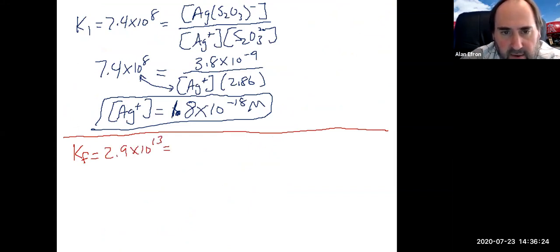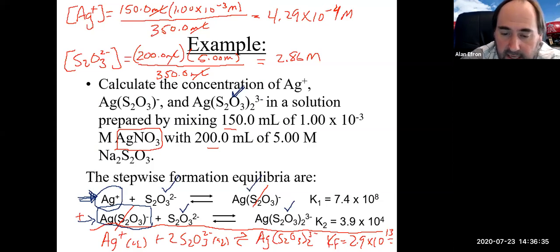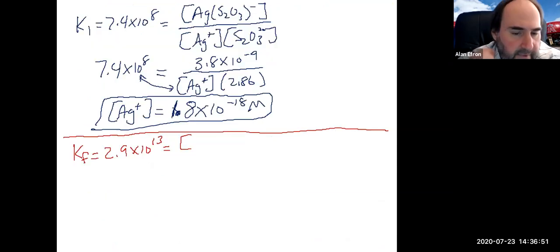If we take the overall reaction and write the equilibrium constant, the 2.9 times 10 to the 13 came from here. So when we add both of the steps together, you multiply these K values together to get the overall K. When you add reactions together, you actually have to multiply the K values, and that's how you got to that value.